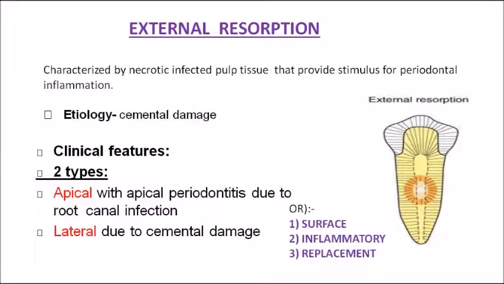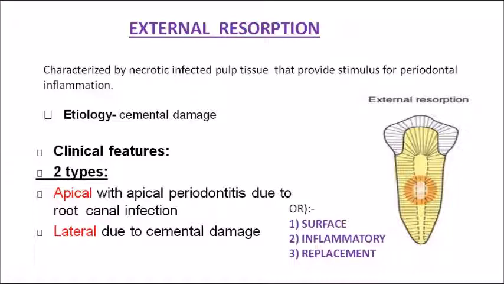Next is external resorption. It is characterized by necrotic infected pulp tissue which provides stimulus for the periodontal inflammation. So this is along with the periodontal inflammation. Now the etiology can be cemental damage. In most of the cases, the etiology is cemental damage.